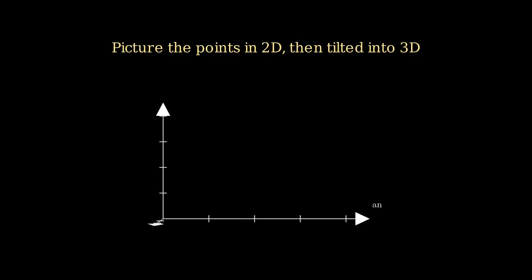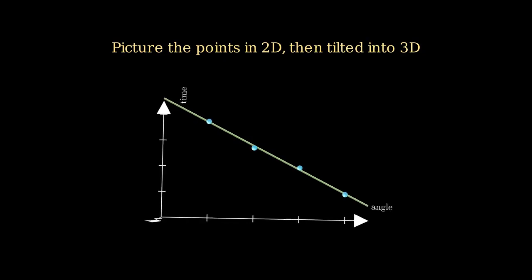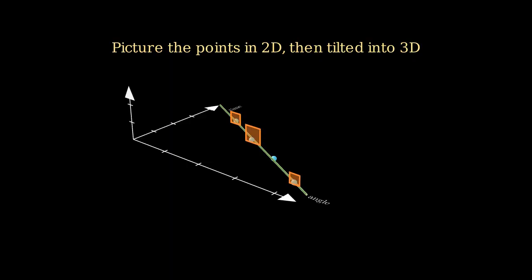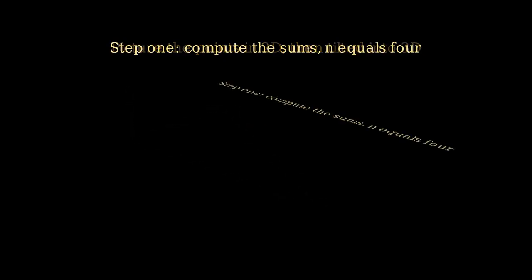Picture these 4 points plotted in 2 dimensions, with angle along the horizontal axis and time up the vertical axis. Now picture the same points tilted into 3 dimensions, where each vertical gap between a point and a trial line is shown as a small shaded square standing up from the graph, so that its area represents the squared distance being minimized. Step 1. Compute the necessary sums.